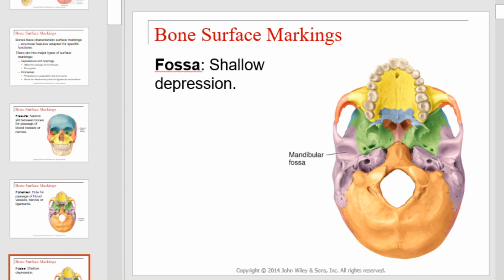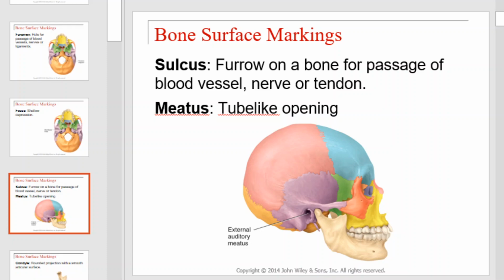A fossa. Fossa is a shallow depression. Fossa can be seen in this view of the skull with the mandibular fossa illustrated. Sulcus. Sulcus is a furrow on a bone for passage of blood vessels, nerves, or a tendon. And a meatus is a tube-like opening. Here we can see the external auditory meatus on the skull below.